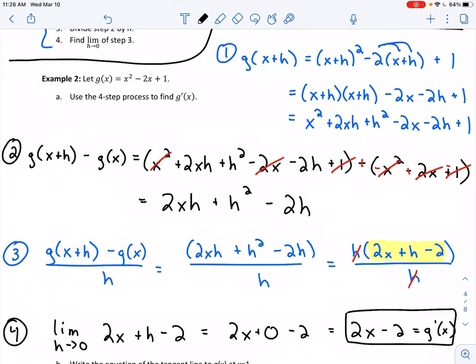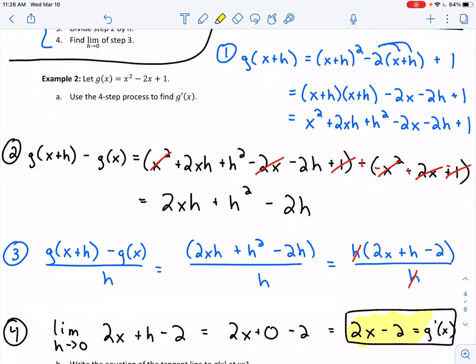So that was a pretty long process, but it's the only way that we have to find derivatives right now. So there will be some problems where, yes, we do have to use this 4-step process to find the derivative, to find g prime of x. So take your time with these problems, be careful, make sure that you're simplifying along the way, and you should end up with the derivative.